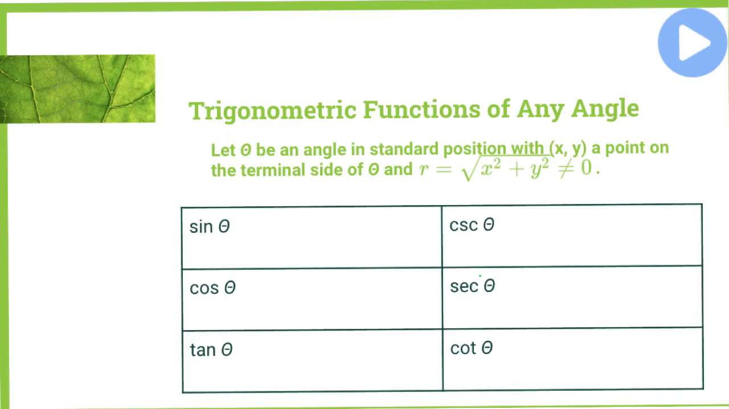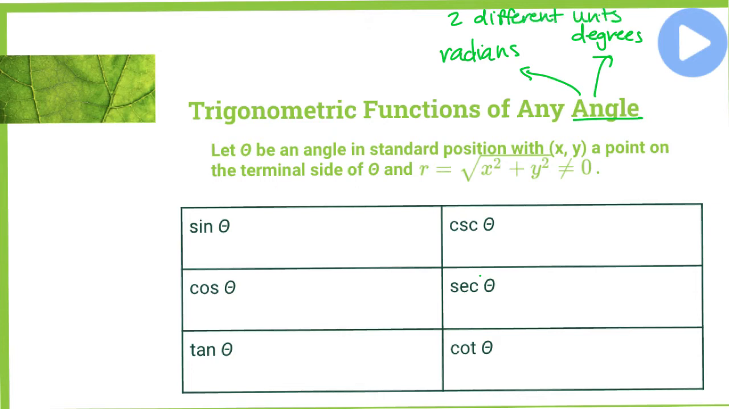Trigonometric functions of any angle. When we are dealing with trig functions and when we are referencing angles, we can name angles by either calling them radians or degrees. Radians and degrees are just two different units of measure for angles.